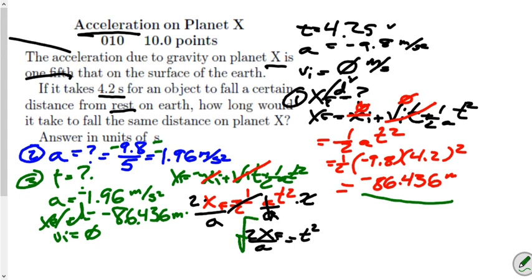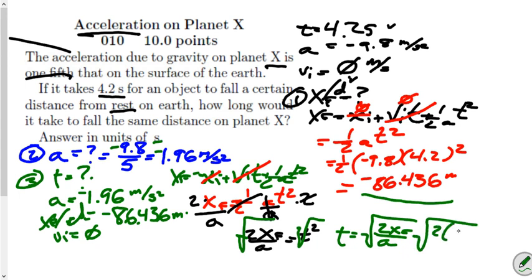The last step should be the square root. Now I have t is equal to the square root of 2xf over a. So, the square root of 2 times my 86, and put in the whole number, everything you got, divided by my acceleration, and my acceleration is negative also, 1.96. So we're not going to be square rooting any negative numbers. That's good. Plug it in, and you'll get your answer.